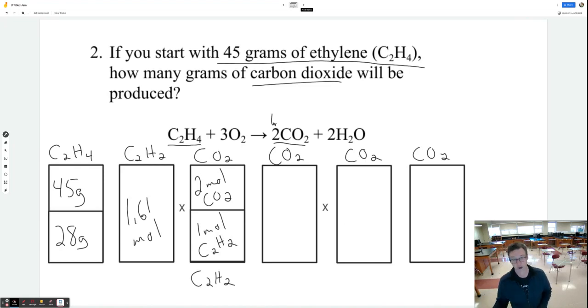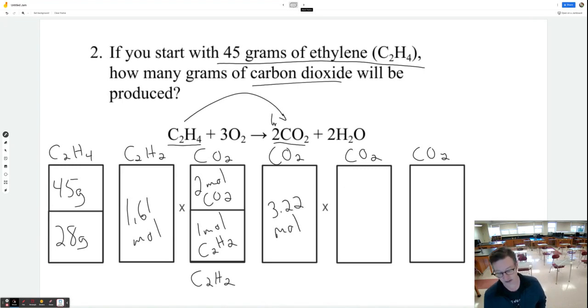Okay, so for every 1 mole of ethylene, I will produce 2 moles of CO2. So 1.61 times 2 over 1 is 3.22 moles. We've now established that with the 1.61 moles of ethylene, I will produce 3.22 moles of CO2. The proportion is 2 to 1, so twice as many moles of CO2.